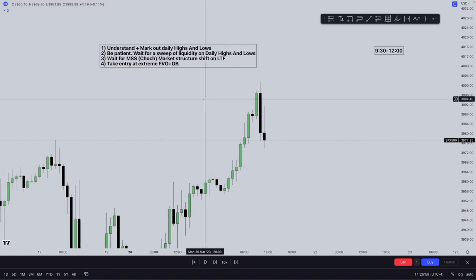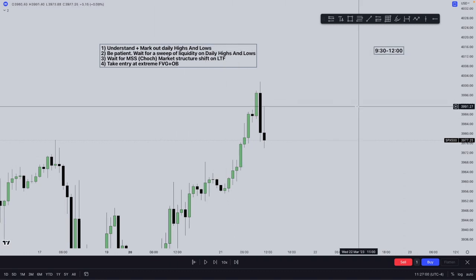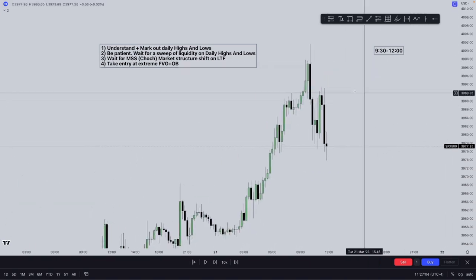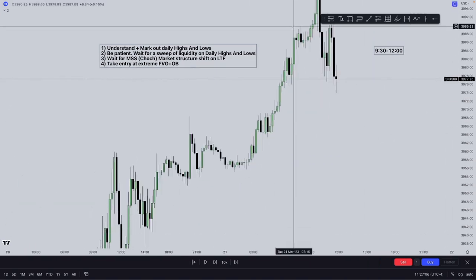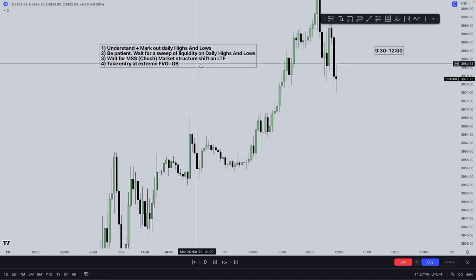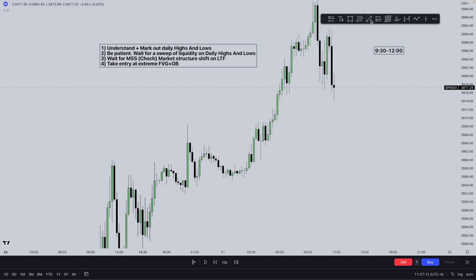I'm going to be going through some trade examples, and also I'm going to be going through some tips which you need to know before actually executing the trade. So anyway, let me first start with the first thing. Number one, understand, mark out daily highs and daily lows. So let me mark out the daily highs and the daily lows.